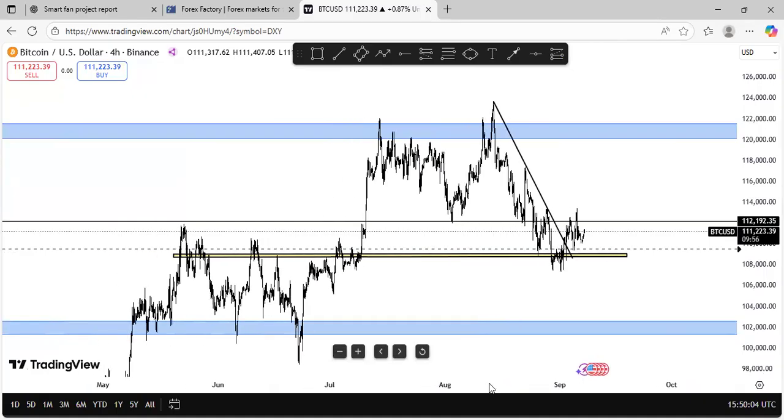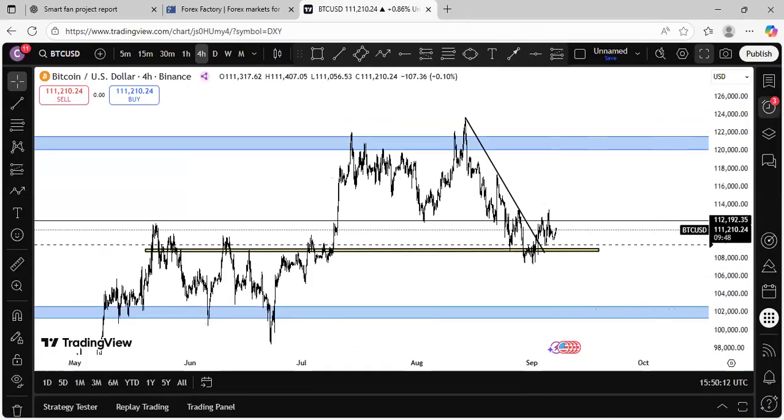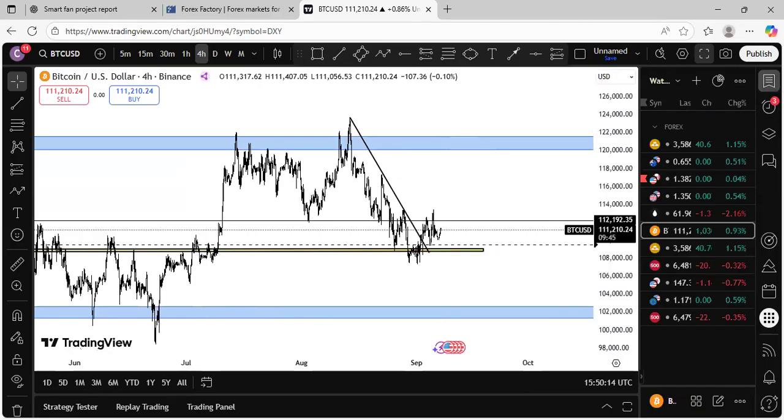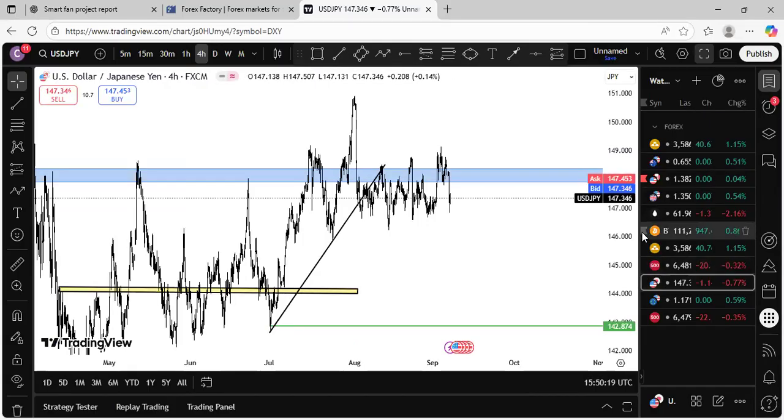What other pairs do we have again? I think that's all for now. USDJPY is absolutely crazy. I think today there was a sacking of the prime minister of Japan or something. But basically those are my analyses on EUR/USD, GBPUSD, BTC, and then the DXY.